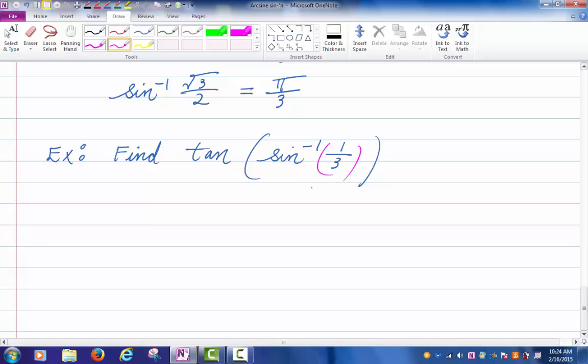And now I am applying tangent to that, right? So I want to know what's the tangent. I don't want to know the exact value of sine inverse of 1/3. What I want to know is the value of tangent at that angle, whatever that angle is. Are we clear? Alright, so how would I do this? Well, we just go back to the definition of the sine function, which is a wonderful definition, right?